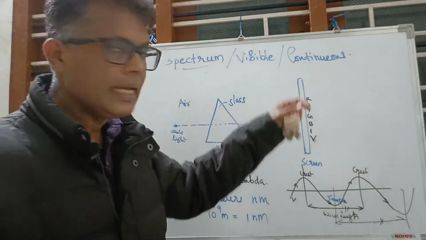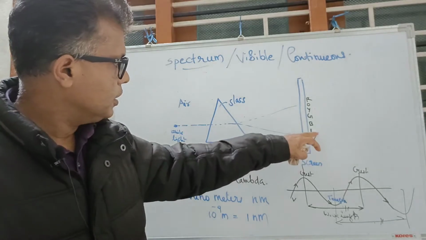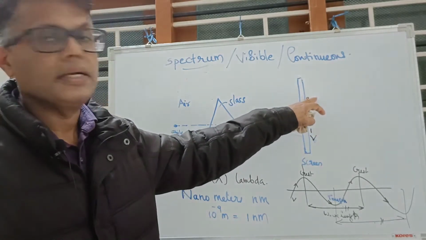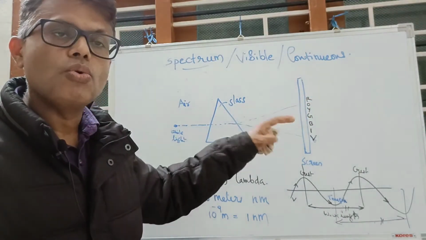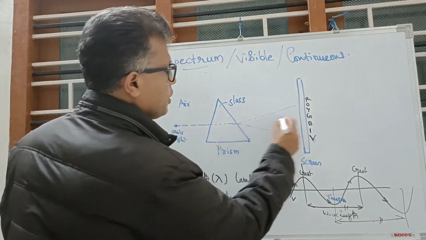So now we'll go for the continuous spectrum. Violet, indigo, blue, green, yellow, orange and red. These 7 colors are only basic colors, but the spectrum is like a continuous one.